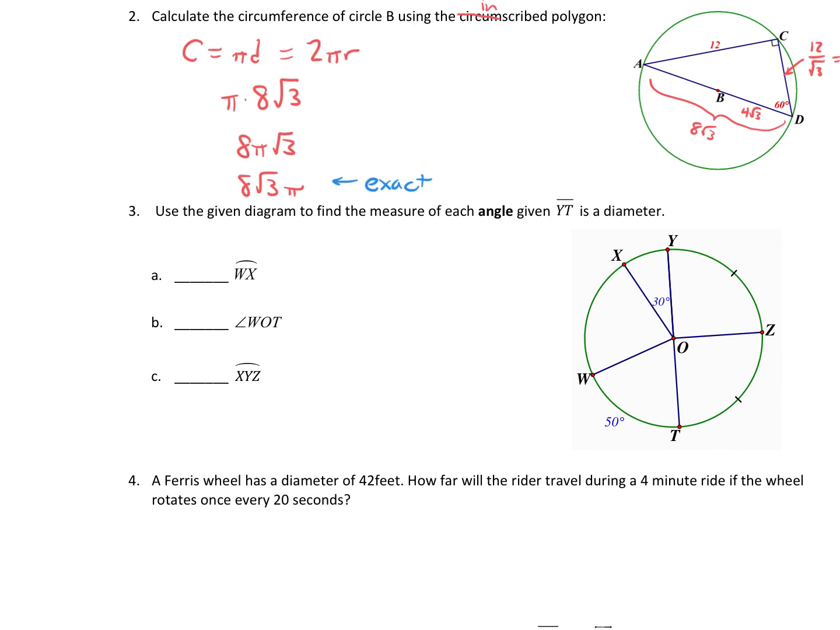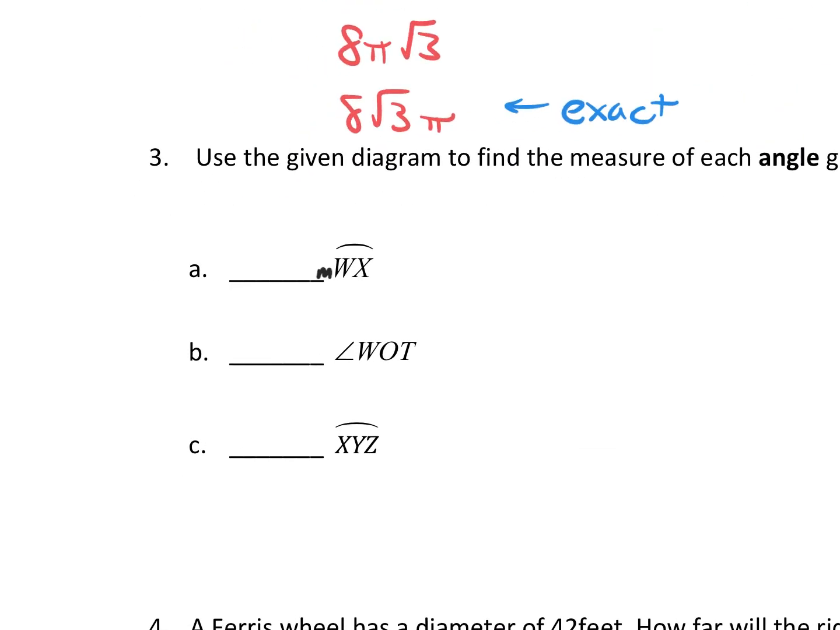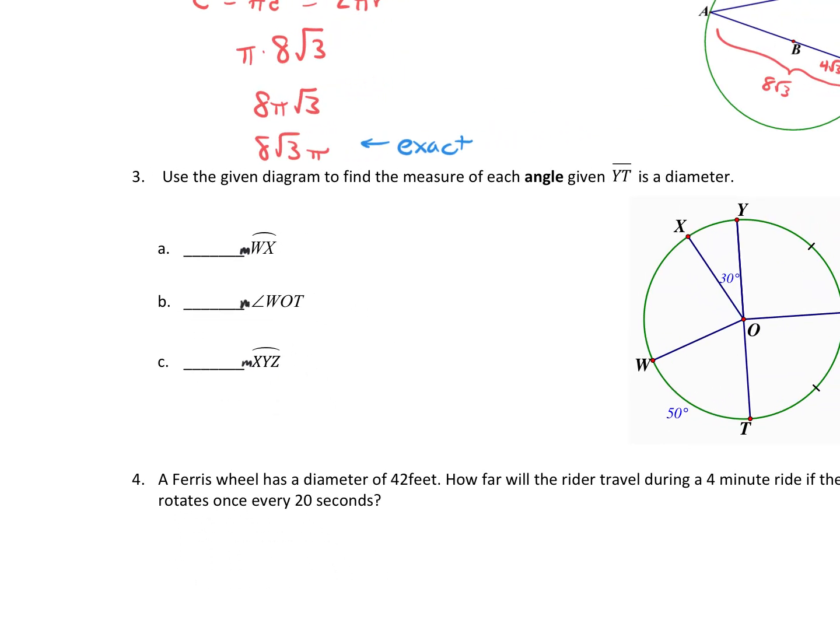All right, find the measure of each angle. Okay, and measure of each, there's no arc measures, there's just angle measures so far. Measure of each angle given YT. I think they mean measure of arcs also. I think this should be, let's just do this because this makes it a better problem. Let's call this measure and call that measure. Measure of arc, and that should be measure of angle too.